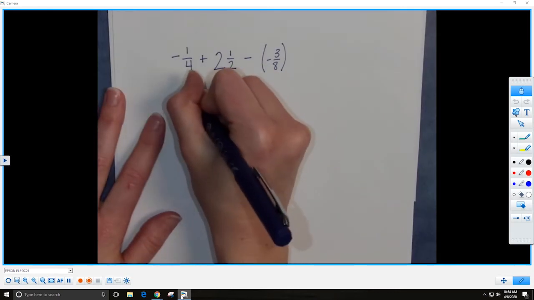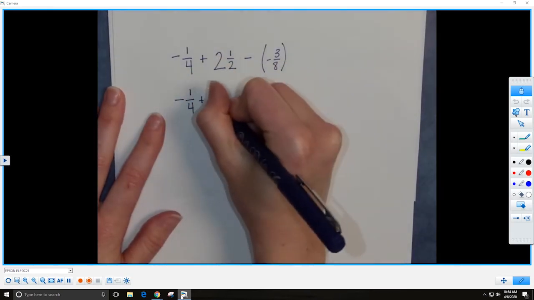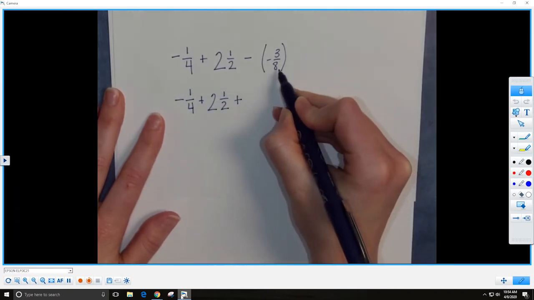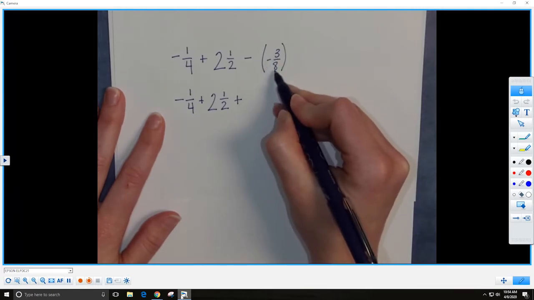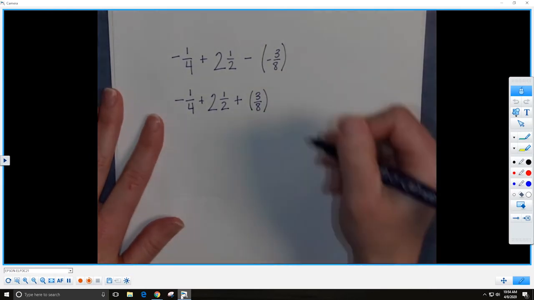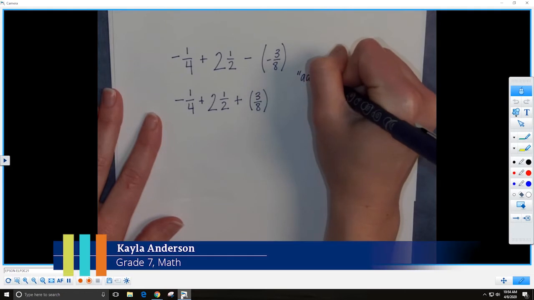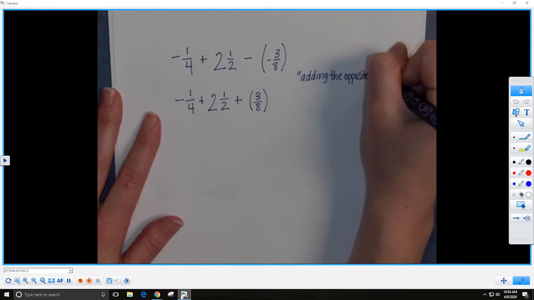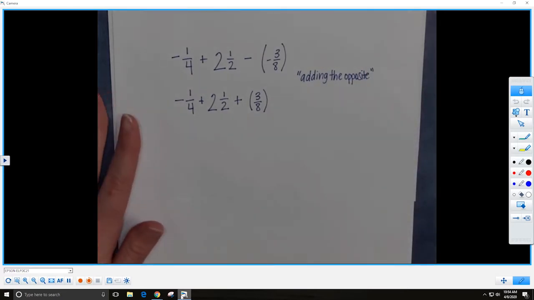Okay, so -1/4 plus 2 1/2. We're going to add the opposite of this second addend. Currently, it's -3/8. The opposite of -3/8 is +3/8. So there's our new expression once we have used adding the opposite. Okay, what do we do next? Right, we need a common denominator. Why don't you go ahead and write these fractions and mixed numbers with a common denominator?